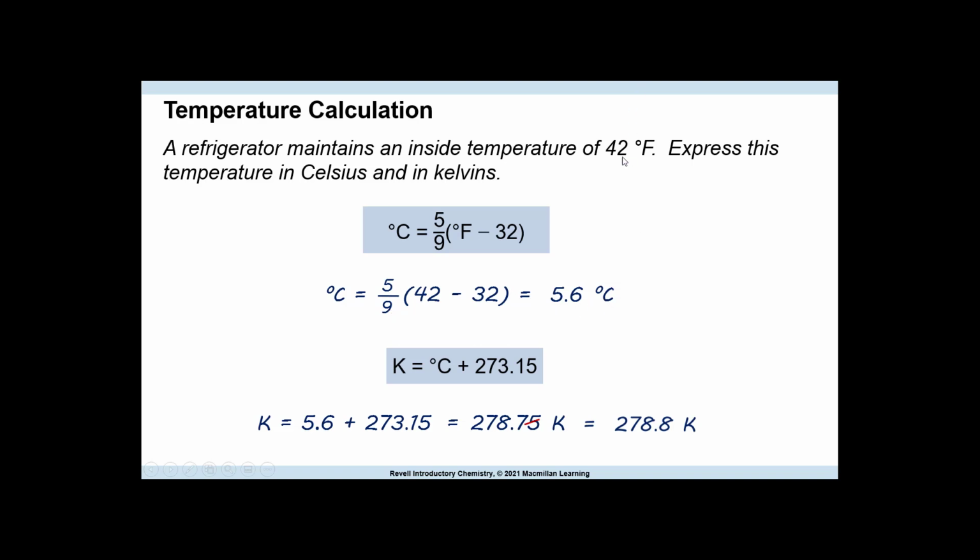Now I want to point out something. This is 2 sig figs. This is 2 sig figs. This is exact, and this is exact. We do not count these in our sig figs. So our answer is 5.6 degrees Celsius.